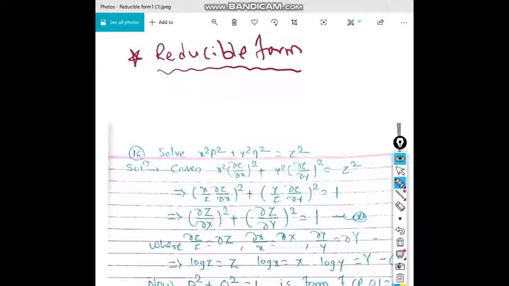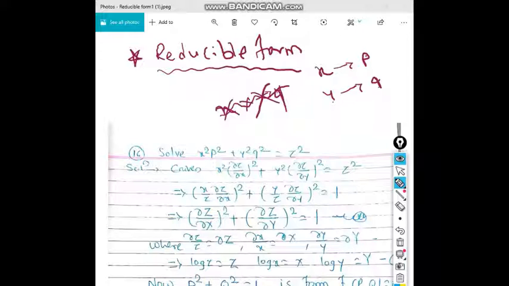So, reducible form. Now, how to identify that an example is reducible? Whenever the terms of x are connected with p only, and the terms of y are connected with q only. That means x should not connect with y, x should not connect with q, and y should not connect with p. Only x p should be together and y q should be together. Then we can say it is a reducible form.